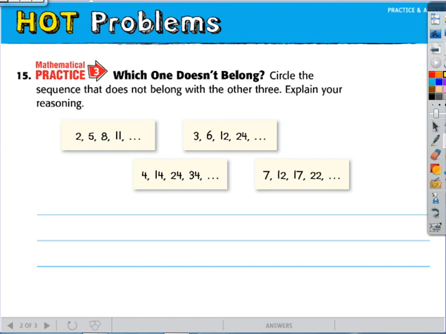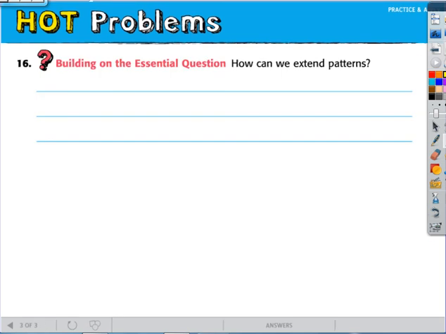Which one doesn't belong? One of these does not have a sequence. I will tell you that. Okay? And how can we extend patterns? Well, we've been doing that the entire time, haven't we? Okay? That's what you need to explain, how you're finding the next 3 numbers in a sequence on number 16. All right? Fantastic. You guys have a few minutes to work on this on your own.